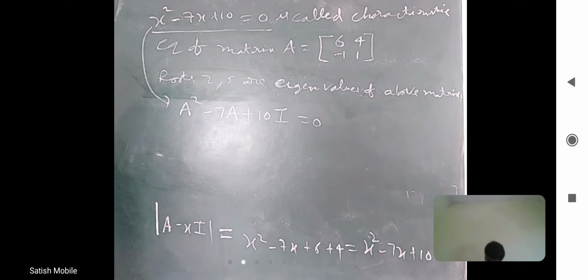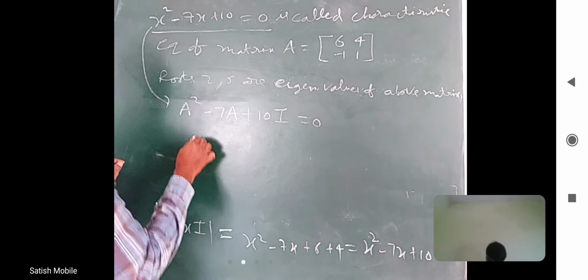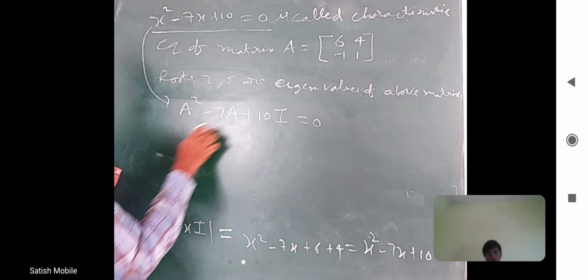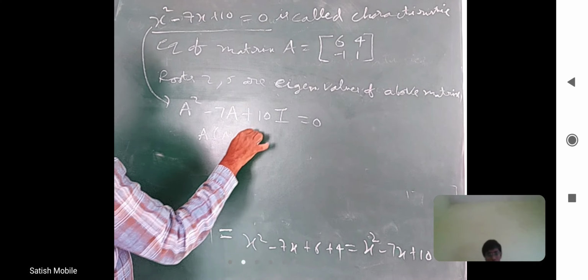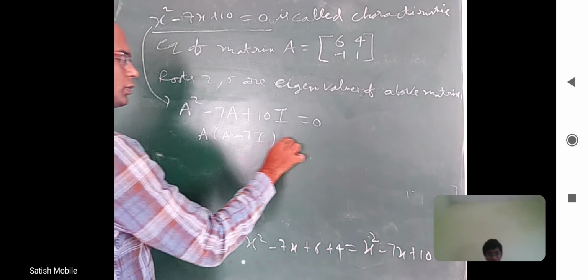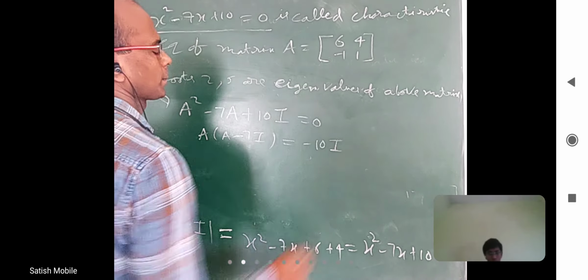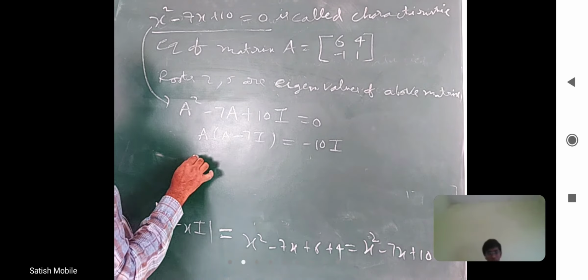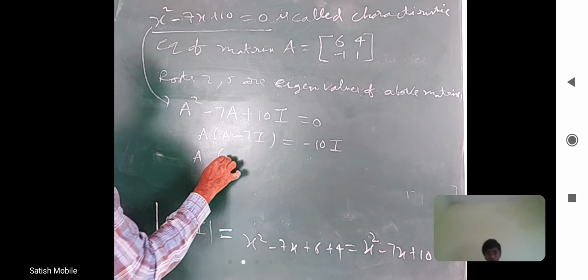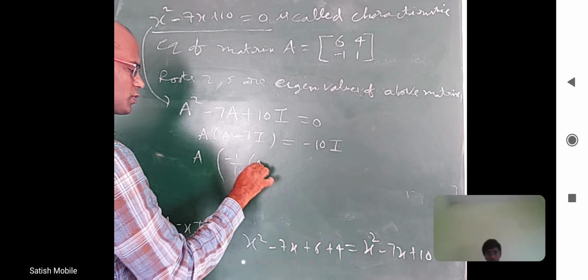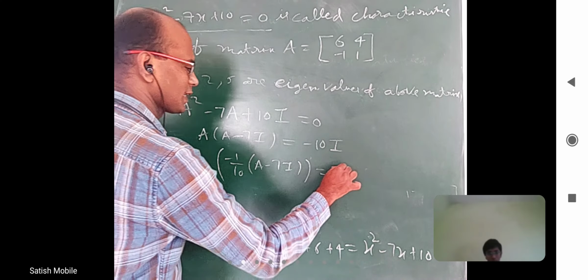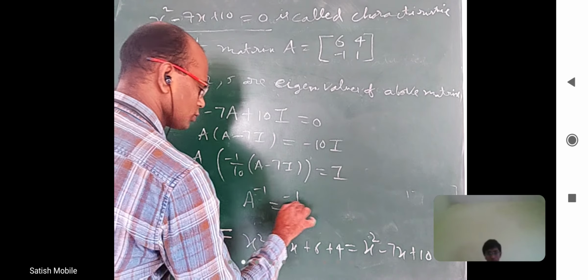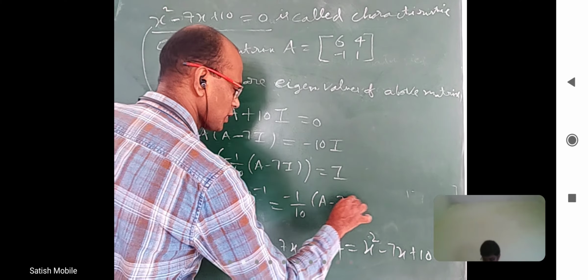There is another use of this. I can send this one that side and write A square, or I can take A common and multiply with A inverse also. A into A minus 7I, when I take common, I will get minus 10I. Divide with minus 10, you will get A into minus 1 by 10 times A minus 7I is the identity matrix. You will get A inverse is equal to minus 1 by 10 into A minus 7I.